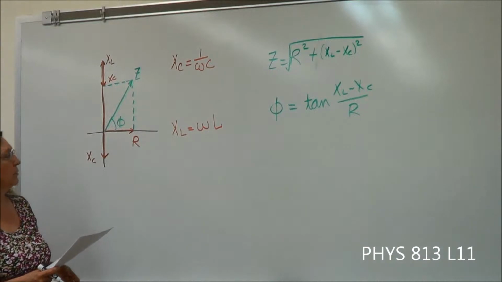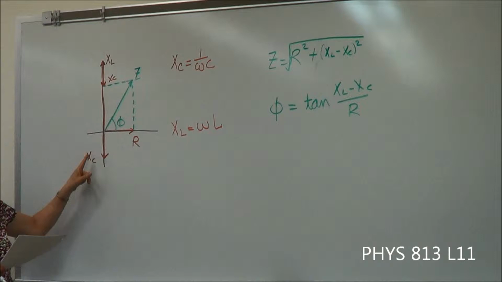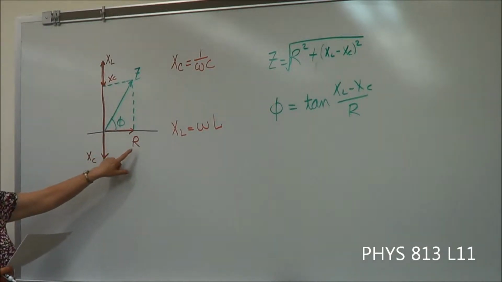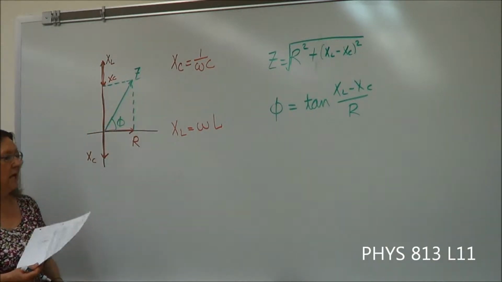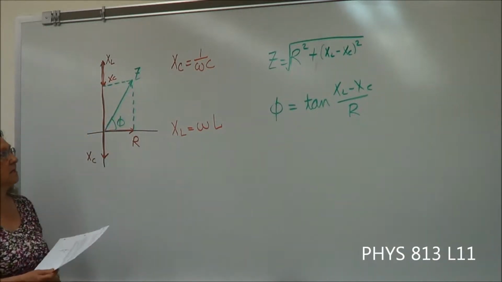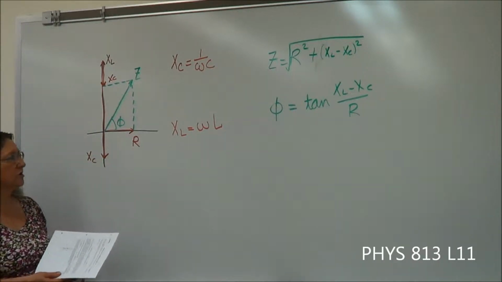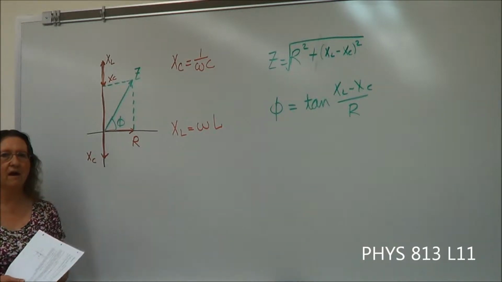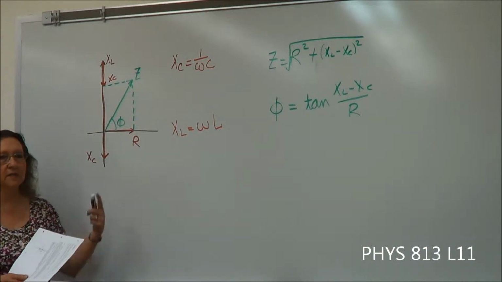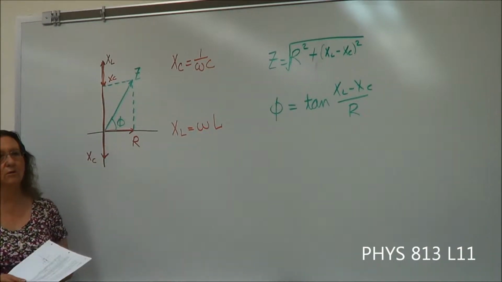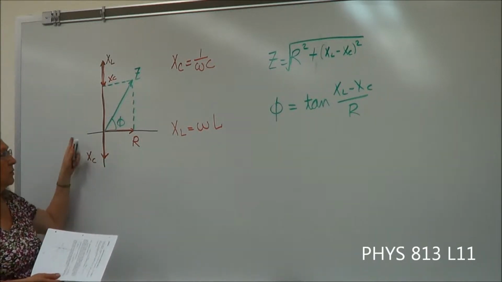gone ahead and drawn on the board the phase diagram. Notice that I have drawn it in terms of resistance and reactance and impedance. And I had mentioned this in the last lesson. Since all of these are proportional to voltage, because voltage is current times each of these, instead of drawing them in terms of voltages, we can actually just draw them in terms of resistance and reactance.